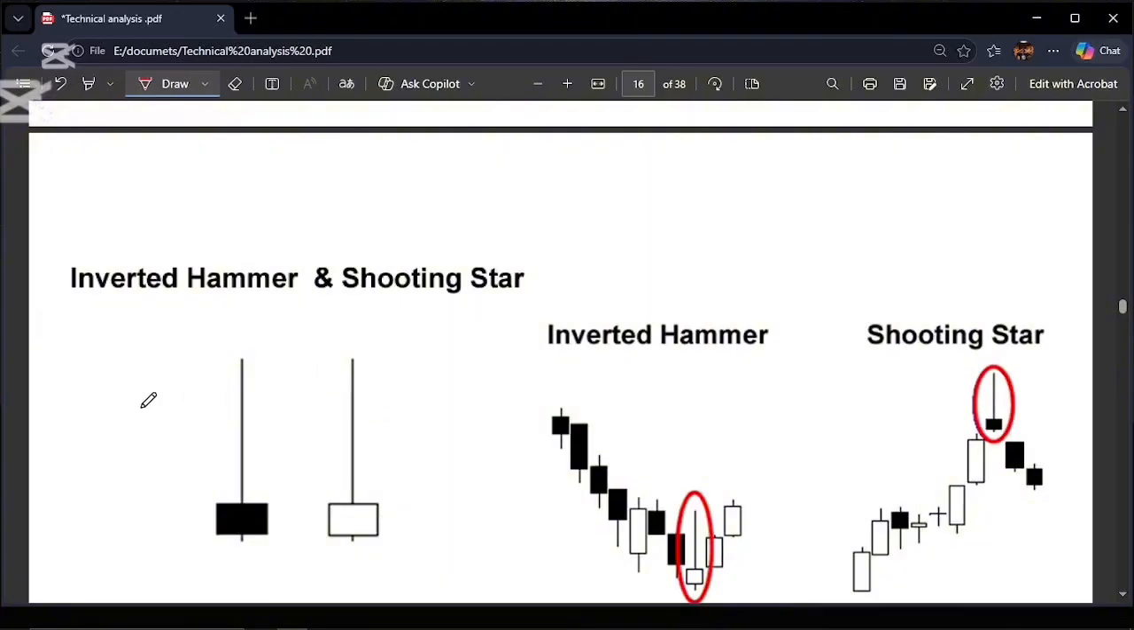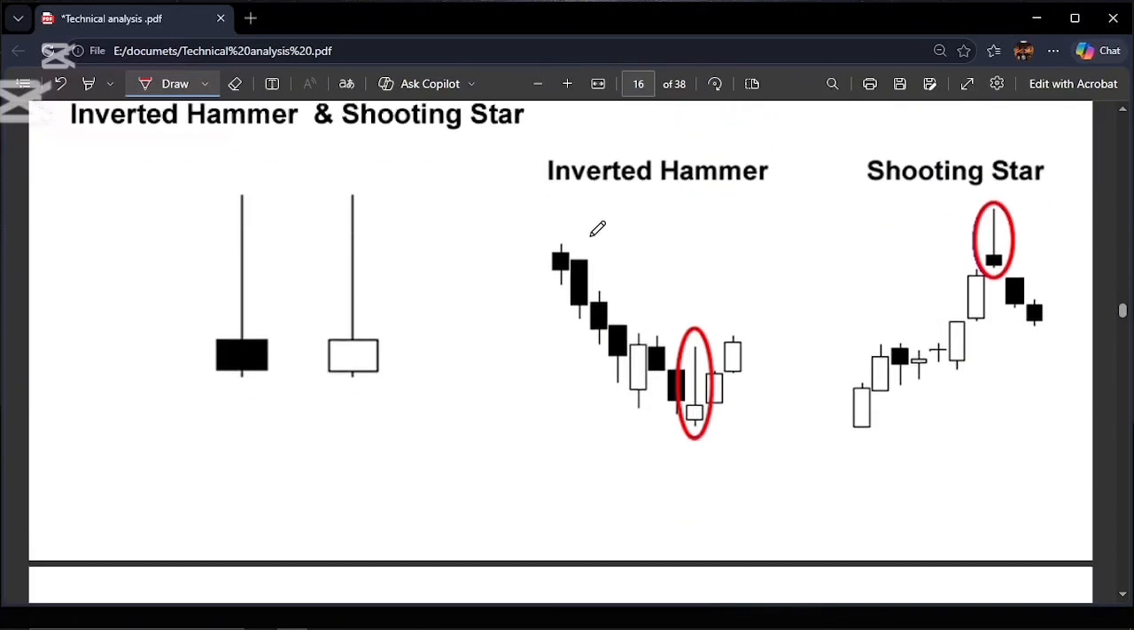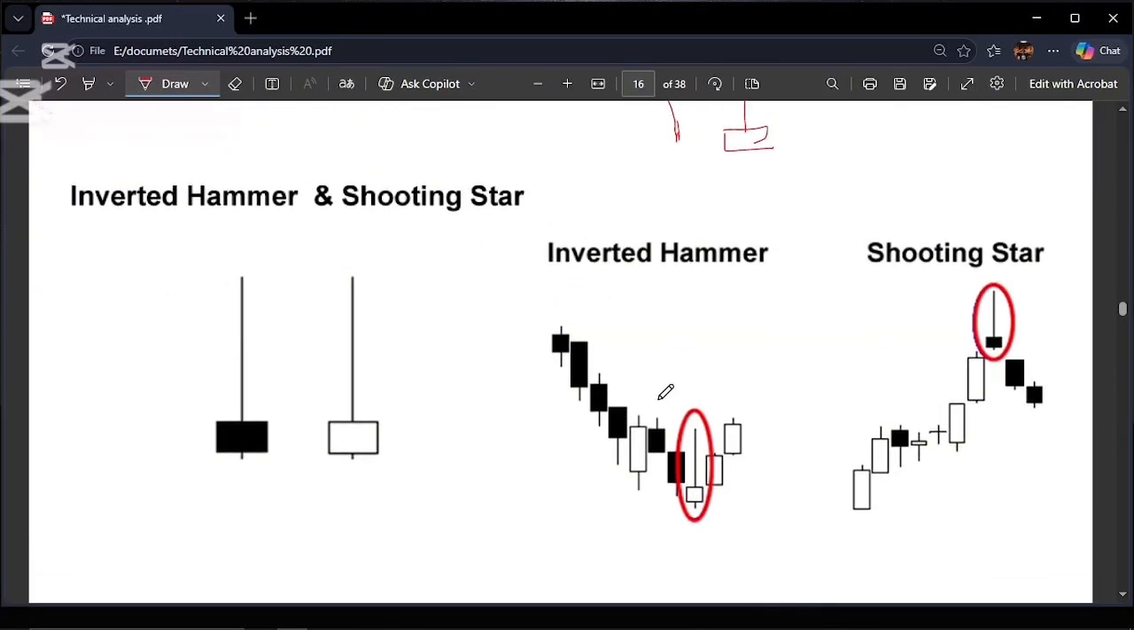Most of the time in the market, you find a hammer during a downtrend, or you can find an inverted hammer. It's all the same. They all mean the same, because the inverted hammer only pushes prices up, or shows that the end is near, and prices might reverse.